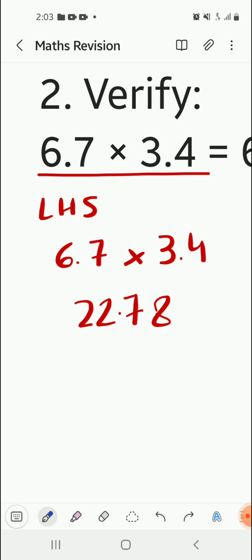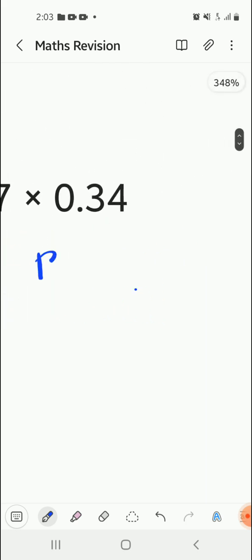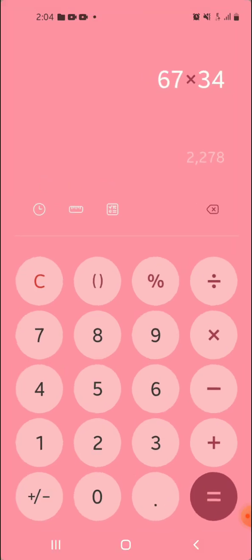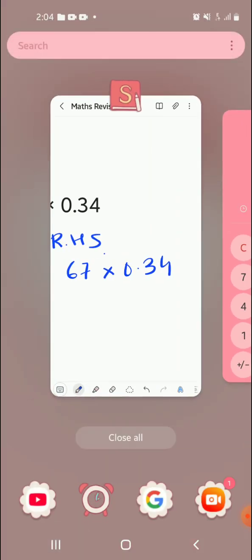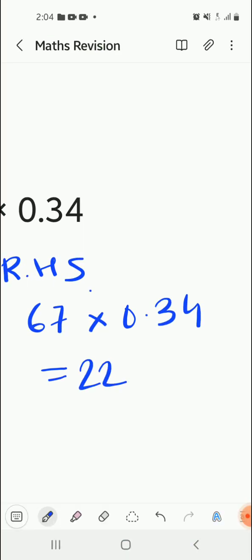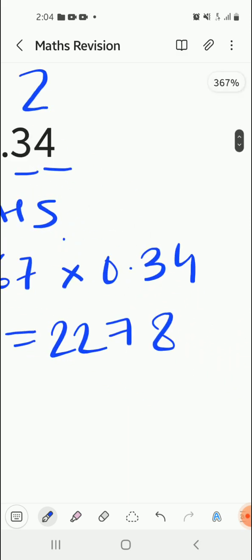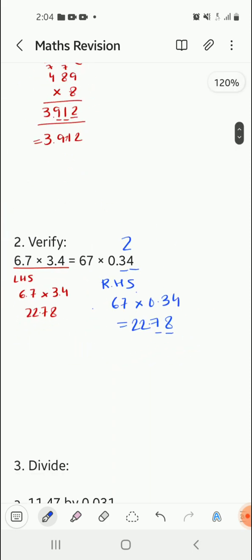So this is one way you can do this, and also do the same thing with the RHS side as well. So in RHS you have got 67 and 0.34. Again, without considering the decimal place, it is 67 and 34. Again, we will get the same answer, 2278. Now there is 2 decimal places here and no decimal place over here. So total there are 2 decimal places. So in the answer also 2 decimal place. Insert a decimal point at this place. Either you can solve both the ways and do it.